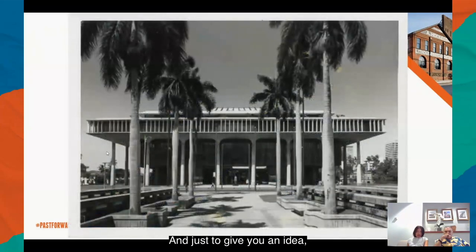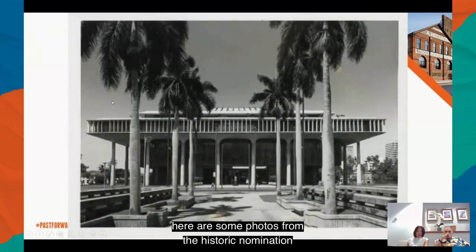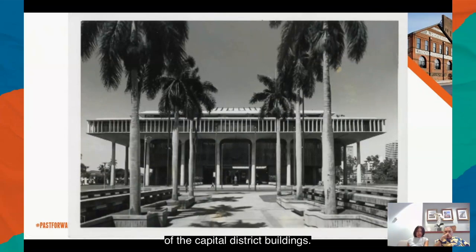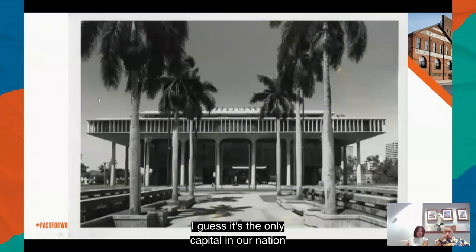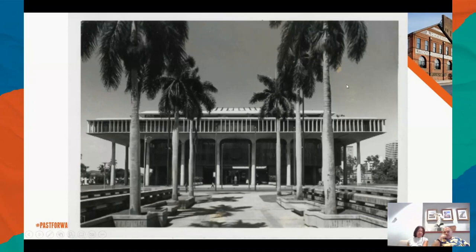Just to give you an idea, here are some photos from the historic nomination of the Capital District buildings. This is the state capital. I guess it's the only capital in our nation that is not of the Greek or Roman style architecture. It's a very modern building.